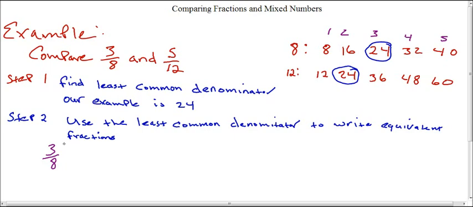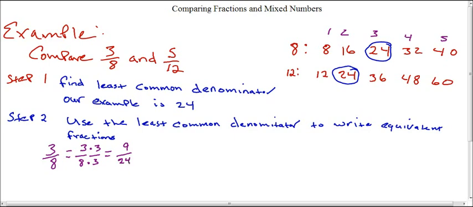So we would say that in order to get our equivalent fraction, we will multiply both top and bottom. Remember what we said when we were working with it, that we're going to multiply both top and bottom times 3. This will give us 3 times 3 is 9 and 8 times 3 is 24.